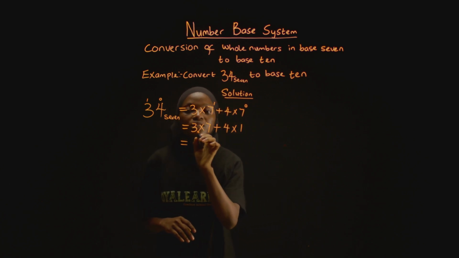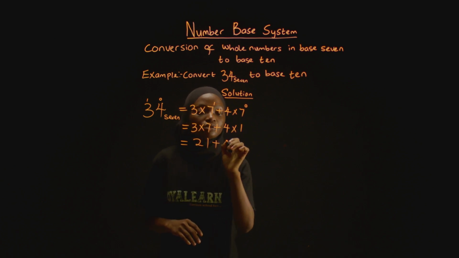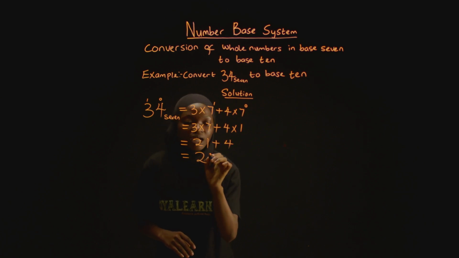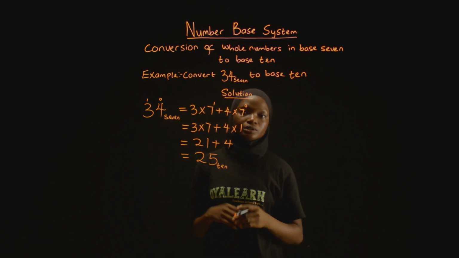And let's multiply. 3 multiplied by 7, that's 21, plus 4 multiplied by 1, which is 4. So we have 21 plus 4, which is 25 base 10. And that's how to convert a number in base 7 to base 10.